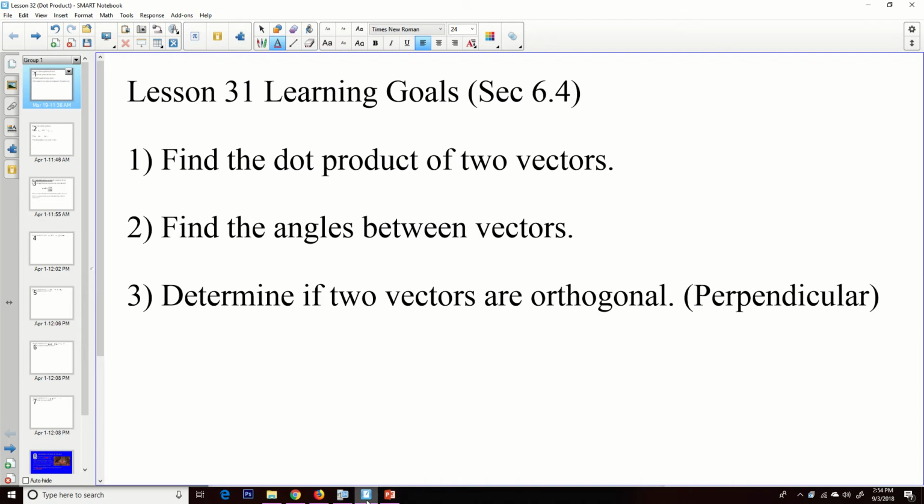So today we're going to find the dot product of two vectors. We talked about vectors in the last section. And then we're going to find the angle between two vectors. And again, when we talk about angle between two vectors, those vectors don't necessarily have to be touching.